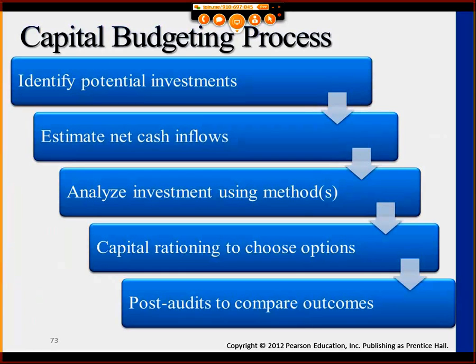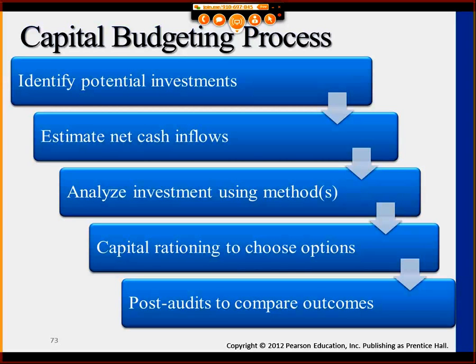So what is the process? Let's look at the process. We have 5 steps here. In the first step, we will identify a potential investment. For example, new technology that maybe your competitor is using and you just have to adopt it to stay competitive. Something like that.